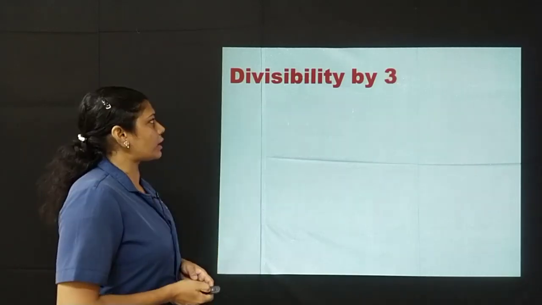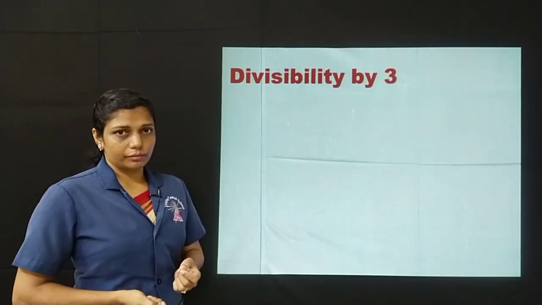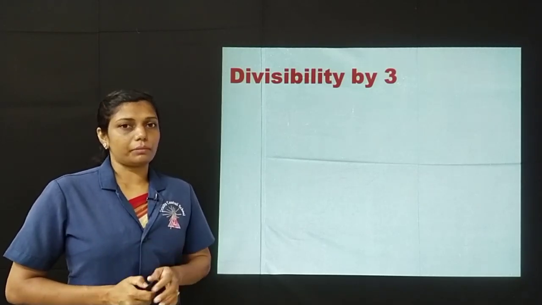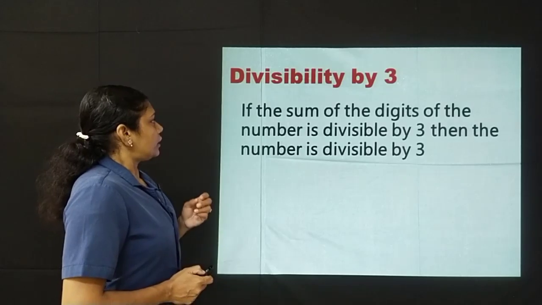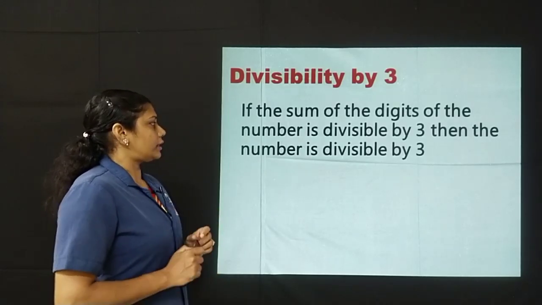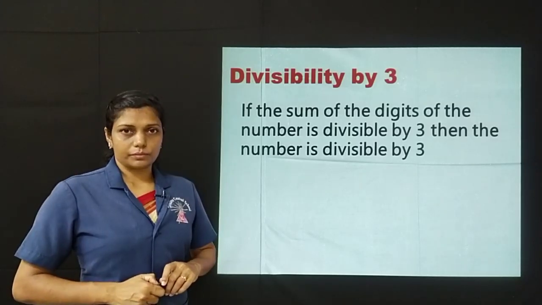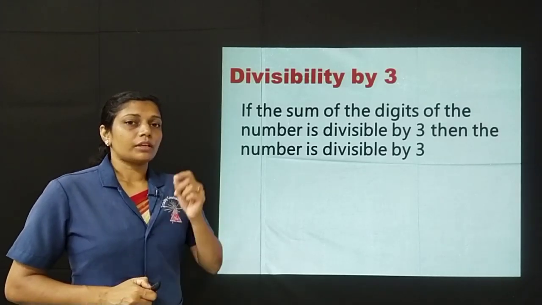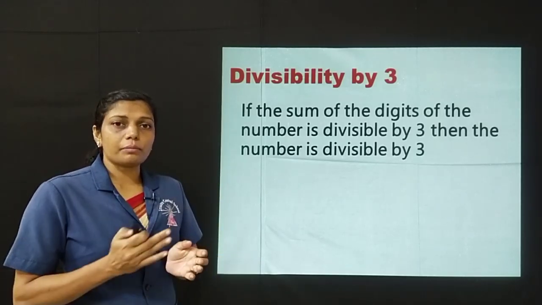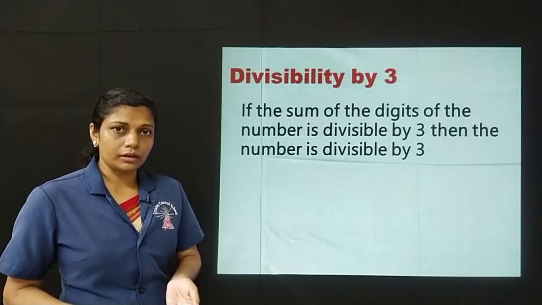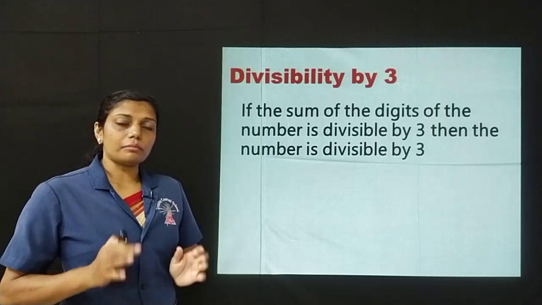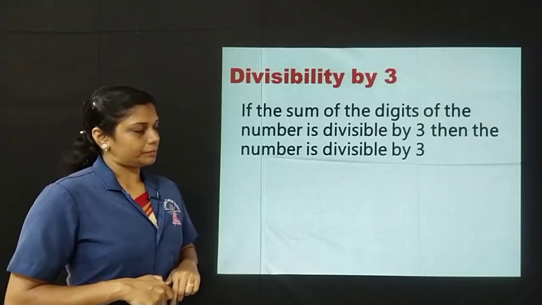Let us go to the next one, divisibility by 3. How do we check whether a number is divisible by 3? If the sum of the digits of the number is divisible by 3, then the number is divisible by 3. What does the statement say? If you add up all the digits of that number, and if the sum is divisible by 3, then the number is divisible by 3.